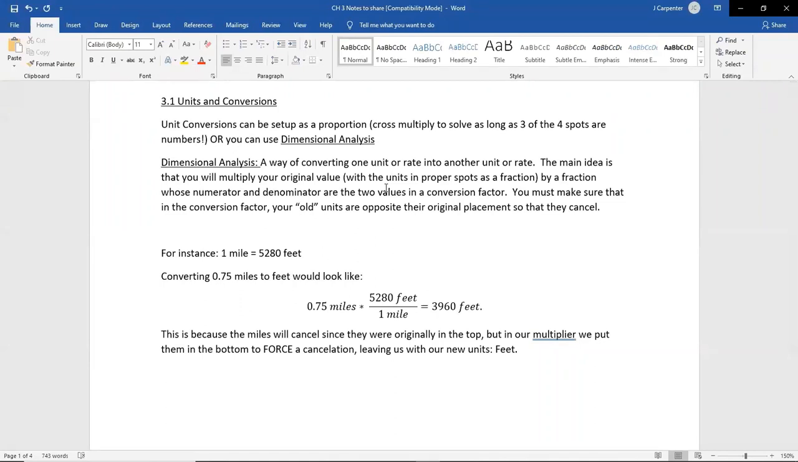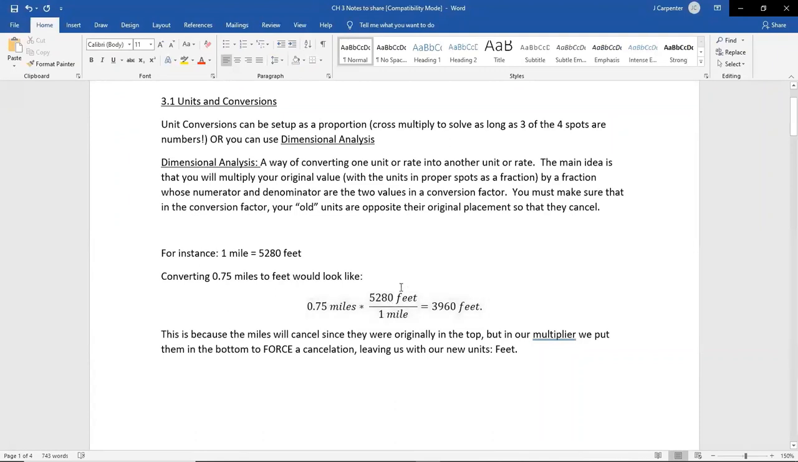You are trying to cancel your old units, your feet, your miles in the instance of this example on the screen, and then you want to be left with the new units. But first of all, it's not always just one conversion factor. It's not always just one multiplication of a fraction. Sometimes you'll need 2 or 3 or 4, as we'll see today. Or if you were going to instead do it as a proportion, then you'd be solving 2 or 3 or 4 proportions, which gets a lot muddier and leaves a lot more room for mistakes.